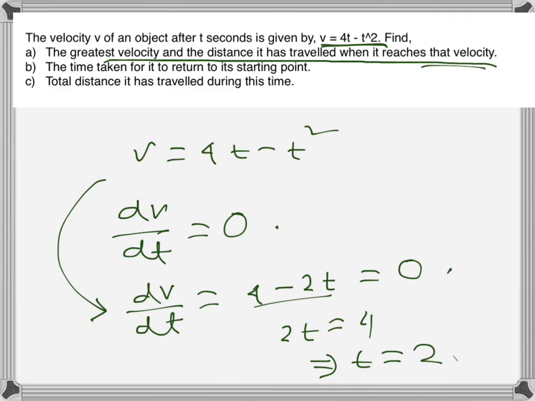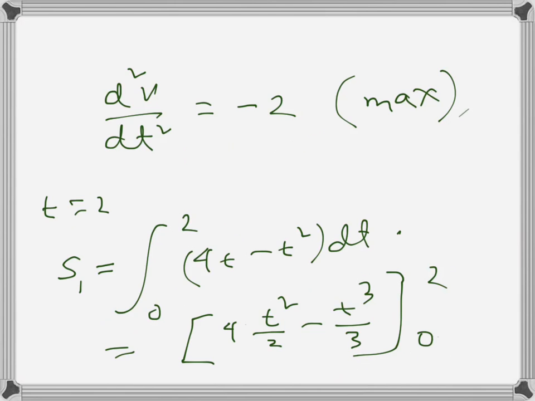Then we need to see the time taken for it to return to its starting point. What we can appreciate here is the object goes in one direction, the velocity reaches maximum, so the acceleration was positive up to that. After that it starts to decelerate. At one point it starts returning in the original direction, and finally it reaches the original point.